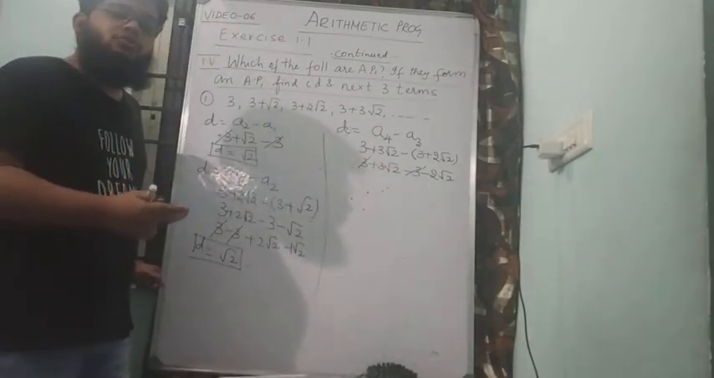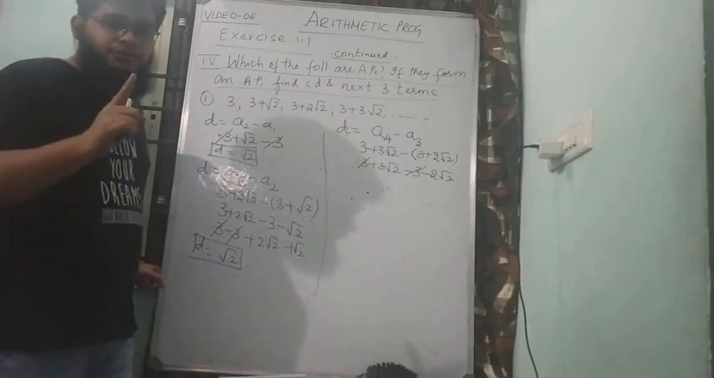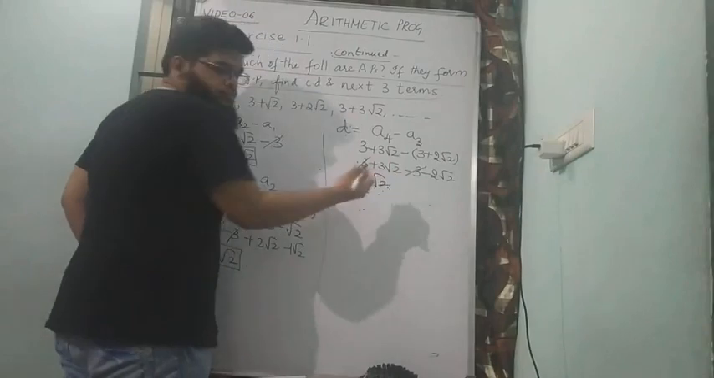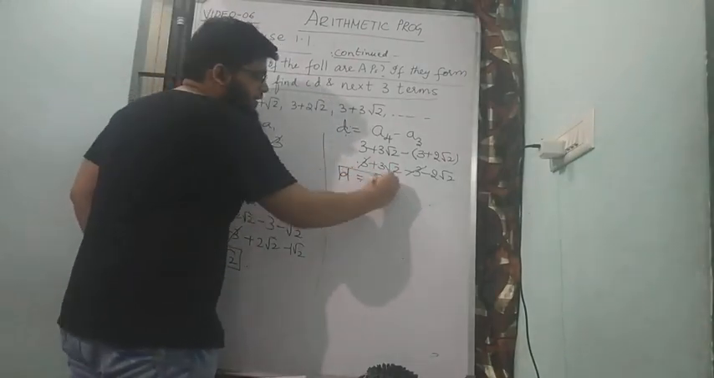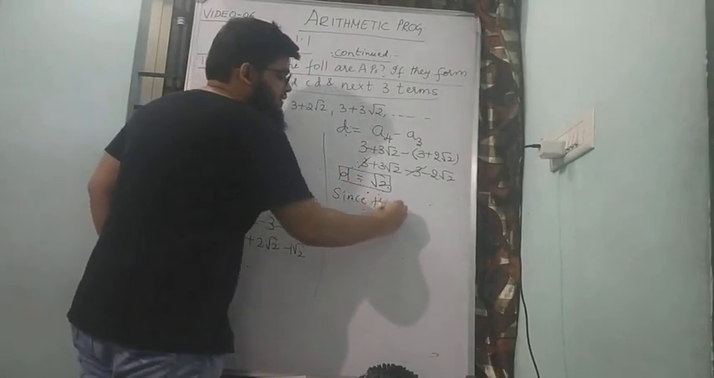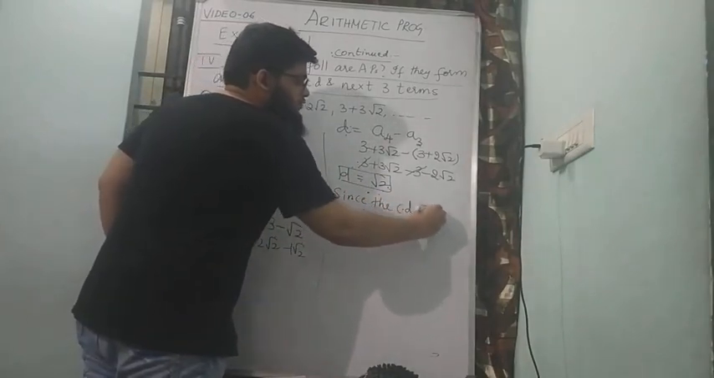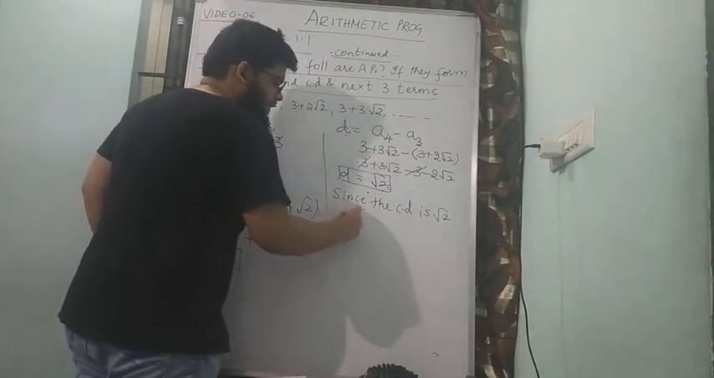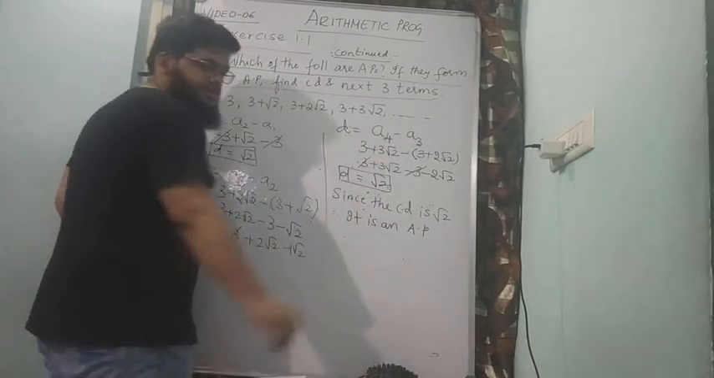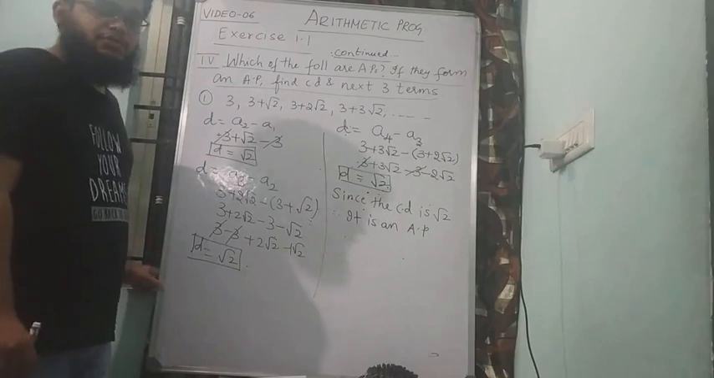What is remaining is 3 root 2 minus 2 root 2. What is 3 root 2 minus 2 root 2? 1 root 2, right? And 1 root 2 means only root 2. So every time the common difference is the same. So I write: since the common difference is root 2, it is an arithmetic progression. That will be the conclusion.